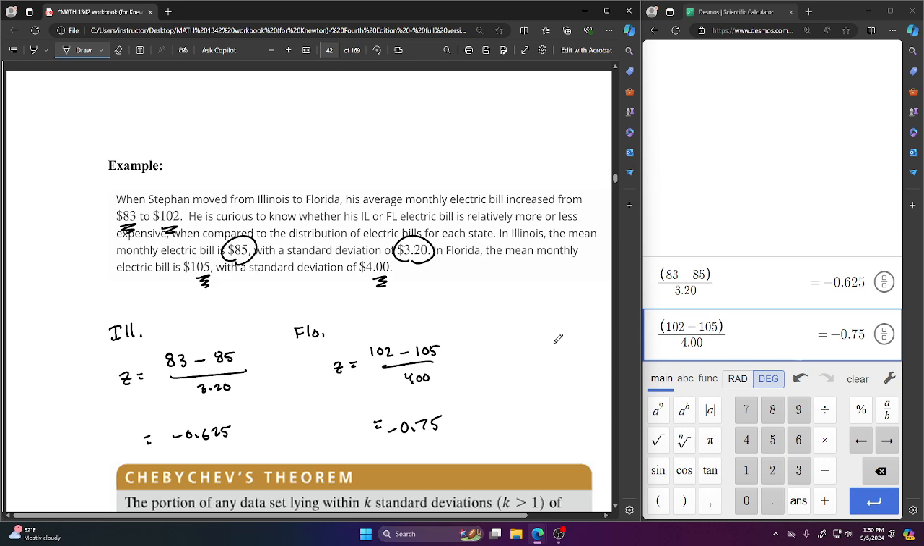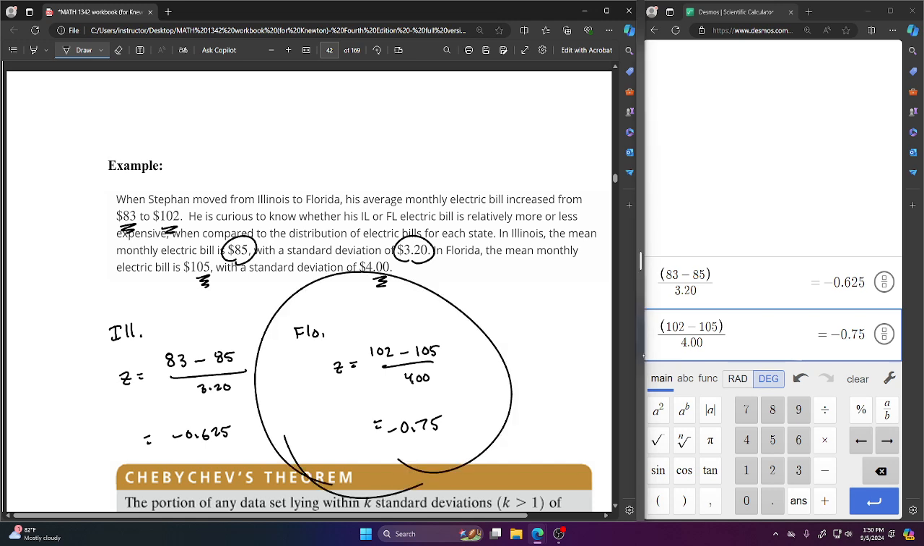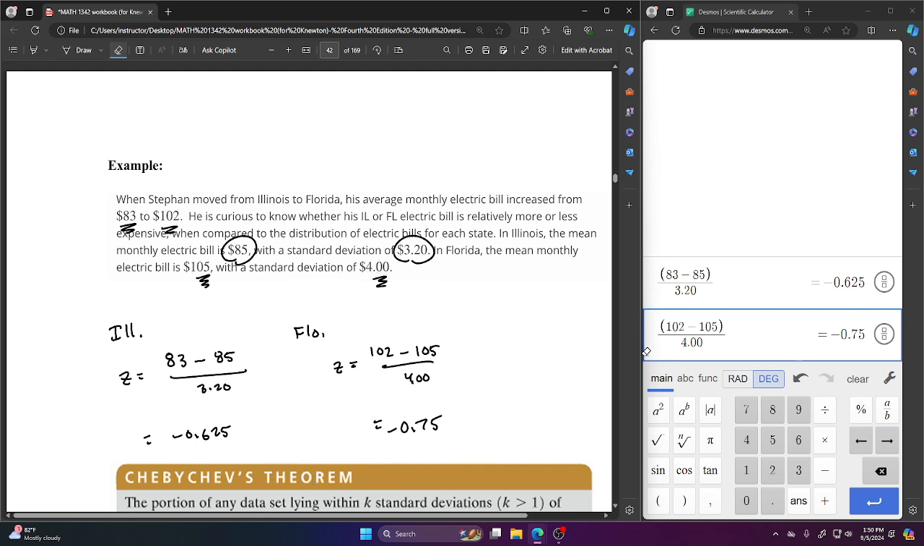But relatively, let's say he took that house and took it apart and brought it back to Illinois or something weird. Oh man, I can't control Z that thing. I'm so sorry. Anyways, the point is, relatively, if you look at the scales here, he's actually paying less relatively. I know that's kind of weird.